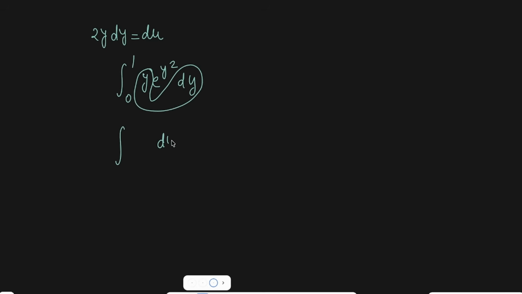it will be 2y dy is equals to du, and this is your integral, basically 0 to 1 y e to the power y square dy. Okay, so this y dy will be du by 2, and this will be your e to the power of u. Now at y is equals to 0, because I considered y square is equals to u, my u is also 0. At y is equals to 1, u is 1.